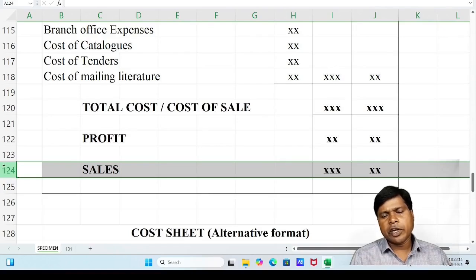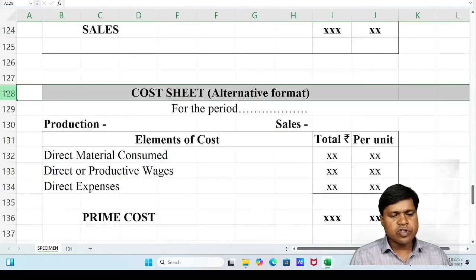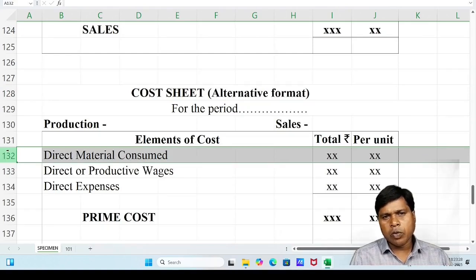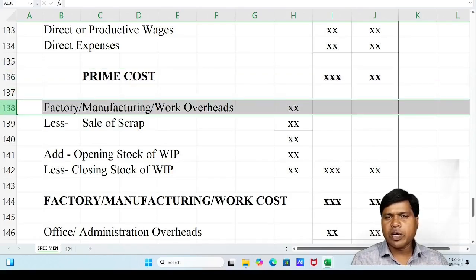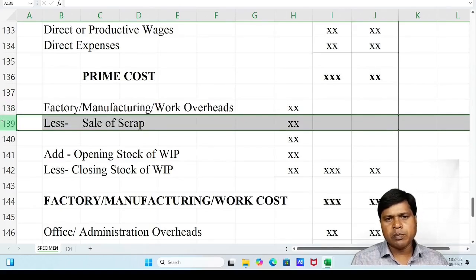Student, other than the detailed cost statement, we can consider the alternative cost sheet format. On screen, alternative cost sheet format. Under this format, I have considered only the major cost elements, which are direct material, direct wages, direct expenses. Without direct material, direct wages and direct expenses, production is not possible. After prime cost, we have to add factory overheads or manufacturing overheads or work overheads. Then there is one adjustment if there is sale of scrap. We have to subtract sale of scrap, this is other income.